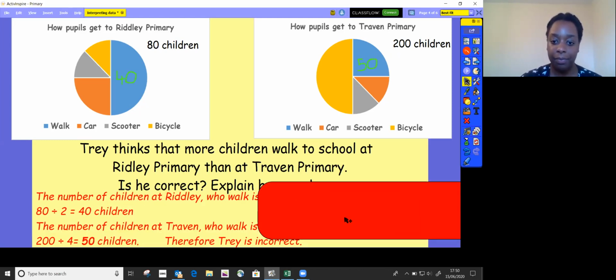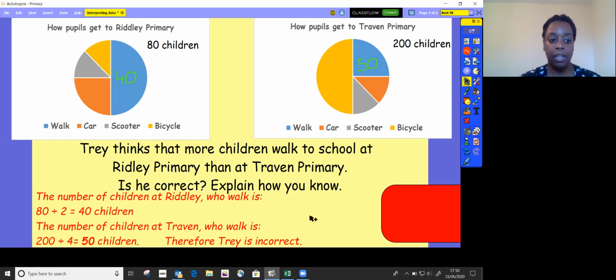Have a look there. Move this to the side. So we can see the number of children at Ridley who walk is 40 children, which we worked out here. The number of children who walk at Travern is actually 50. So even though the section of the pie chart looked bigger at Ridley, when you actually work out the numbers that are involved in the problem, we can see that actually more children walk at Travern Primary.